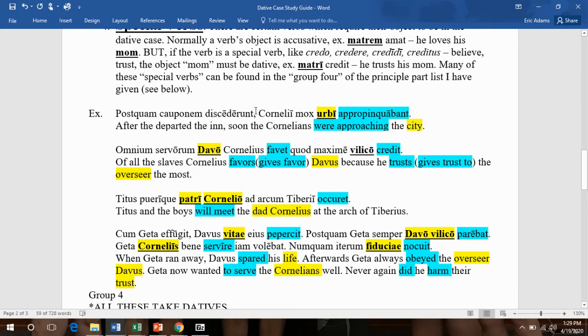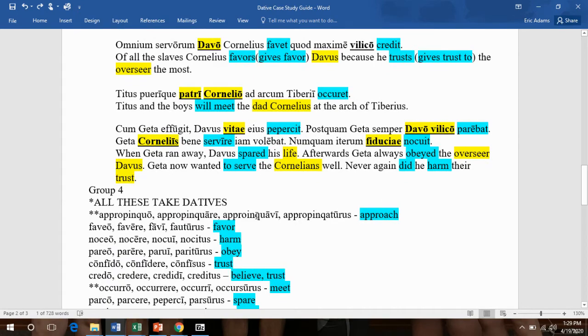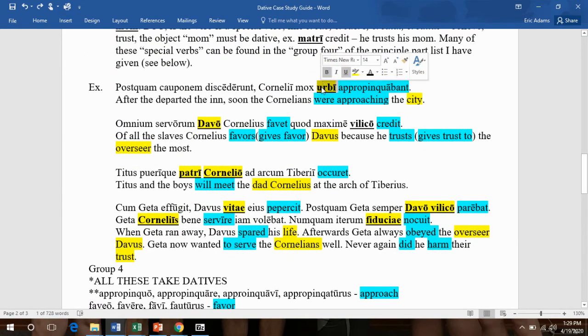Postquam cauponam discesserunt, Cornelii mox urbi appropinquabant. After they departed, they left. This is not the verb descendo, but rather discedo. Cedo, cedere means to go. The dis part is to go away. If I had re on the front of it, it would of course be go back, to recede, but that's not what I have. So it's after they departed the inn, the Cornelii, the Cornelians, soon were approaching, a verb that requires its objects, you can see, to be in the dative case, and thus there you have it. The only kind of city they can approach is the dative city.